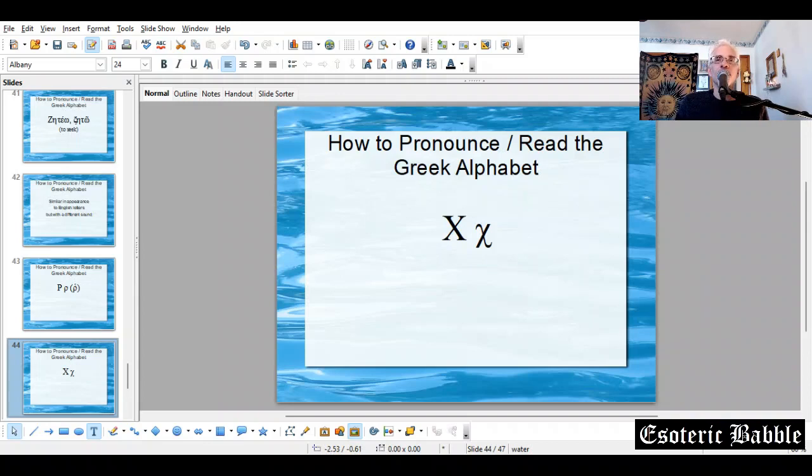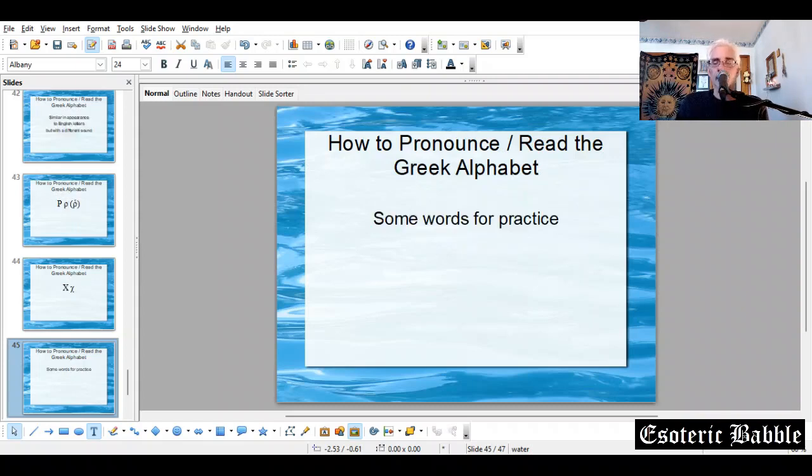Then we have this letter. It looks like our X. It's not pronounced like our X. It's really like a K, the kappa, with a puff of air after it. This is an aspirated sound, so like either K or Ch. I think Ch is more of the modern pronunciation.